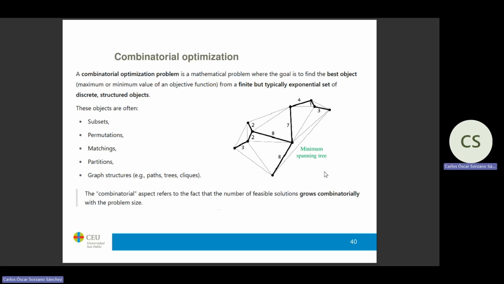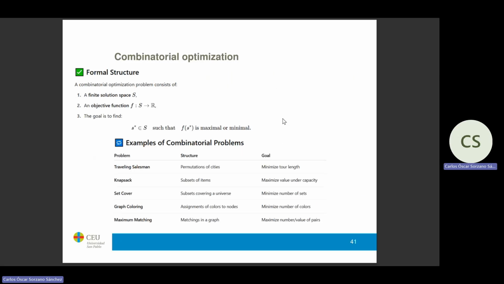So the property: a tree is a particular kind of graph. So it is a tree. It spans the whole graph, and it is the one with minimum weight. Okay, so in general, you will have a finite solution space. It is finite, but it can be very large, even if it is finite. So it is not infinite, but can be very large. You have some objective function, and you want to maximize or minimize that function.